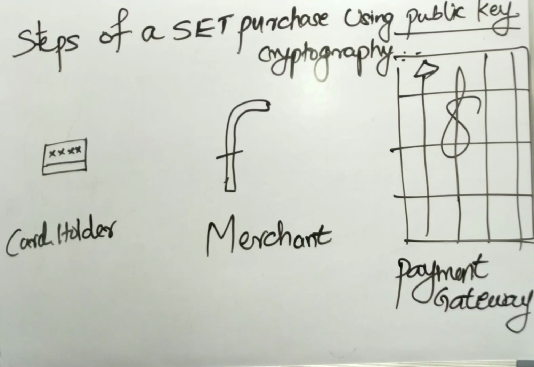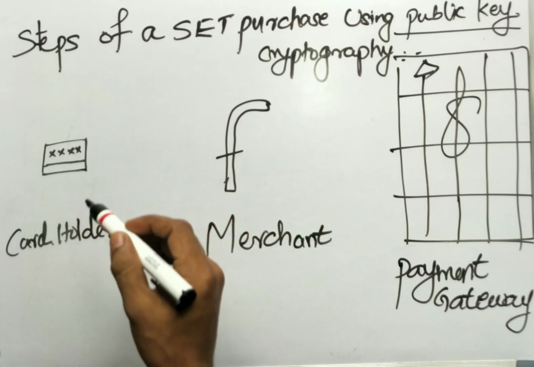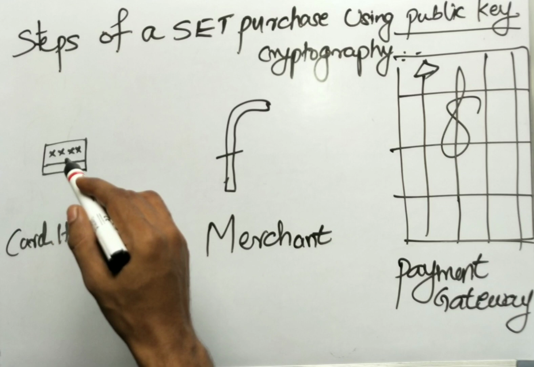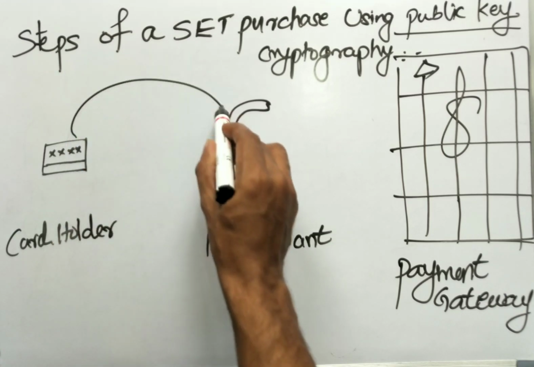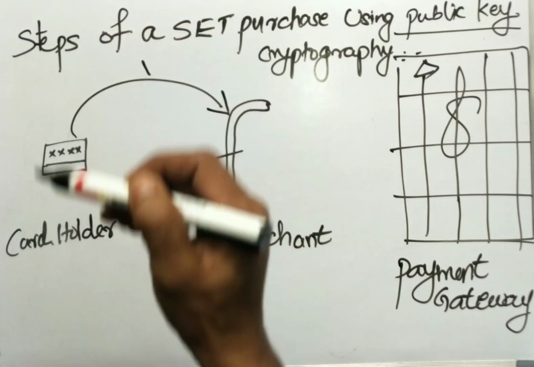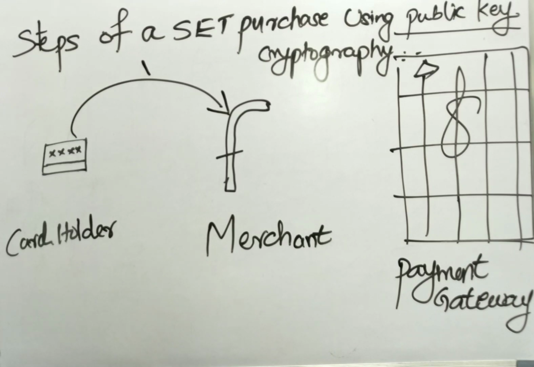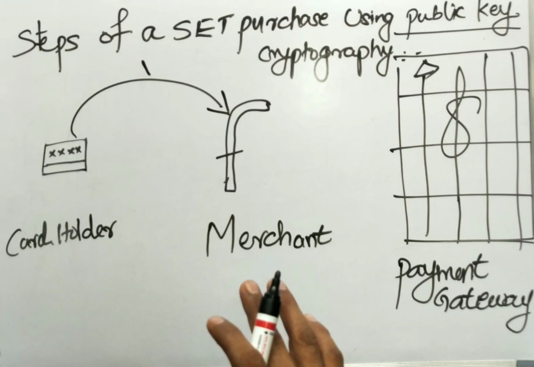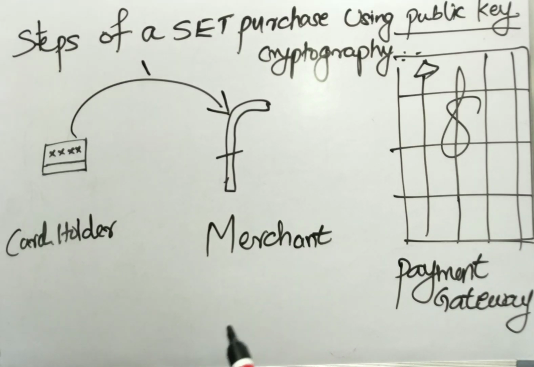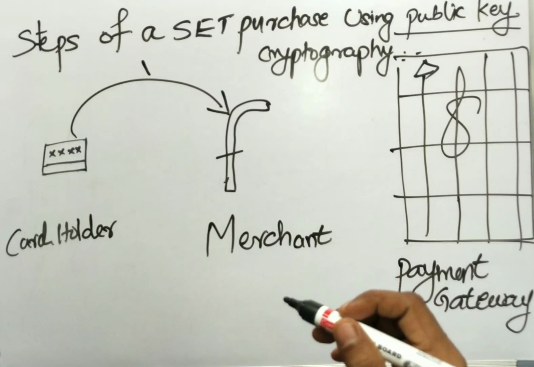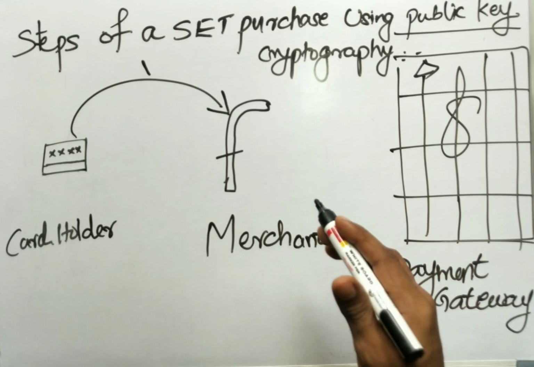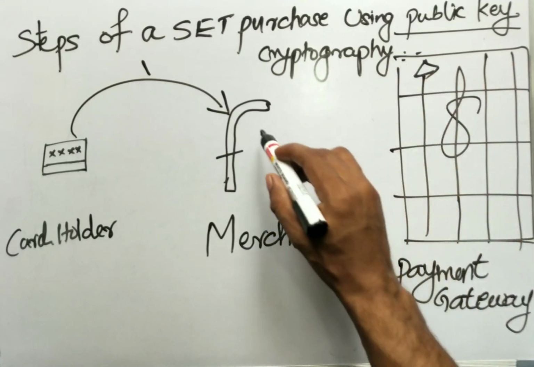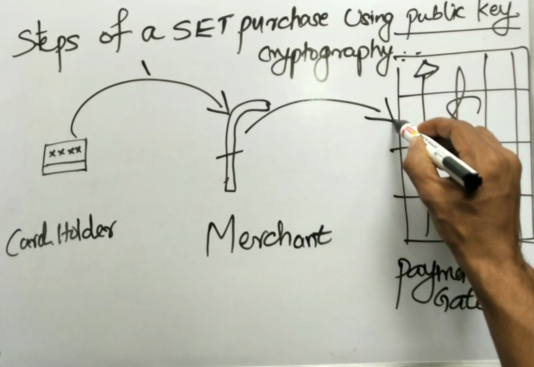Now there is a 6-step process. In the first step, the card holder requests a purchase. That is the beginning step, and whenever the card holder requests a purchase, the merchant will contact the payment gateway. That is step number 2.